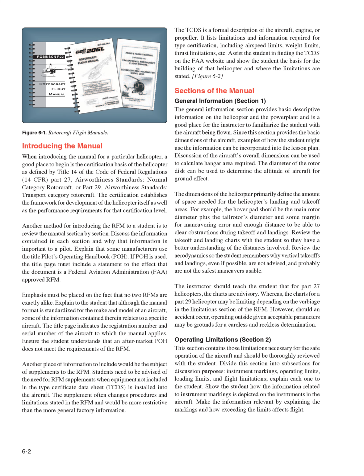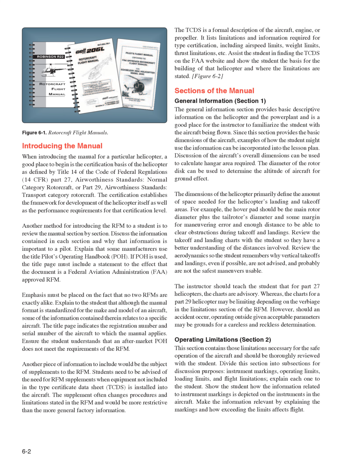Another piece of information to include would be the subject of supplements to the RFM. Students need to be advised of the need for RFM supplements when equipment not included in the Type Certificate Data Sheet, TCDS, is installed into the aircraft. The supplement often changes procedures and limitations stated in the RFM, and would be more restrictive than the more general factory information. The TCDS is a formal description of the aircraft, engine, or propeller. It lists limitations and information required for type certification, including airspeed limits, weight limits, thrust limitations, etc.